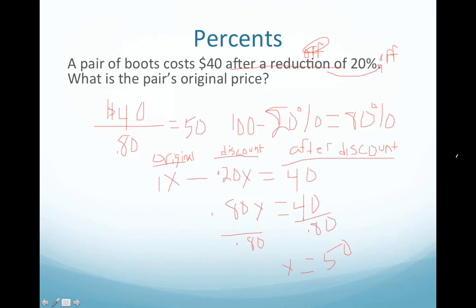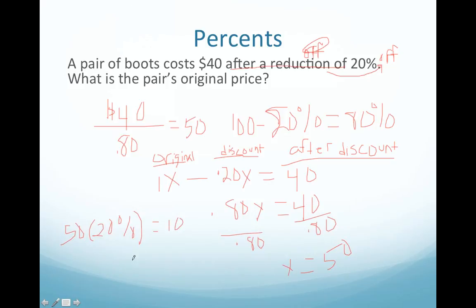Okay, so the new price is 50. Congratulations to Julie who came up with 50. Excellent job. And then, of course, you can prove that by taking 20% of 50. And 20% of 50 is $10.